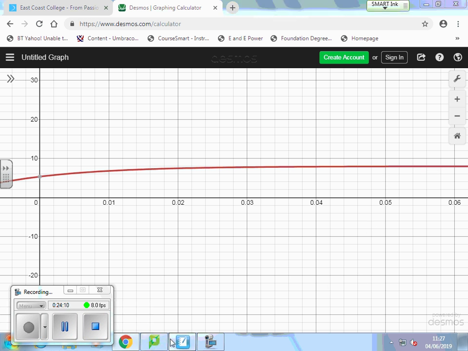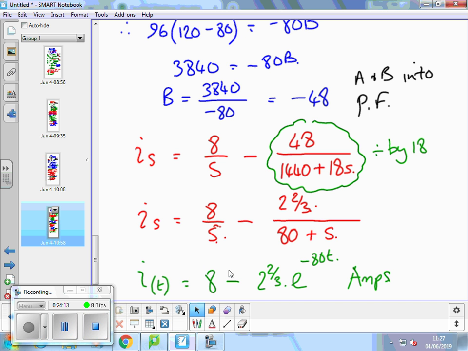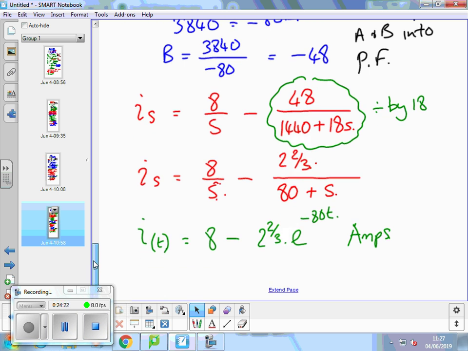Where does that come from in the expression? Initially the exponential bit on the end will be 2 2/3 at time equal to 0, because any number to the power of 0 is 1. So you start off with 8, take away 2 2/3, which is 5 1/3.